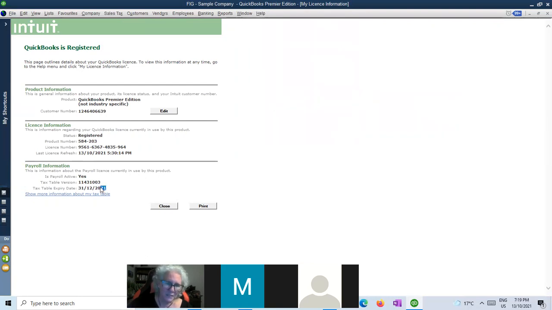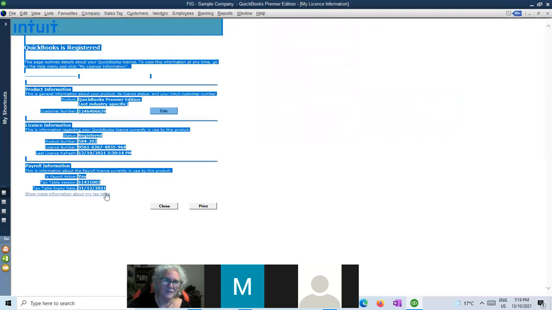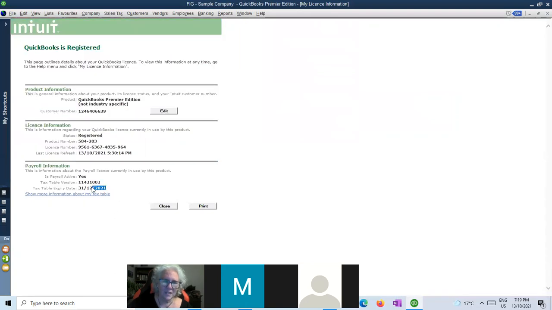And when you've updated, so Help, Update QuickBooks Desktop, you want to come back into My License Information, and you're expecting to see the ending of this tax table being either, when you do it in January, it becomes June 30th, 2021. When you update the tax table in July, it becomes December 31st, 2021.